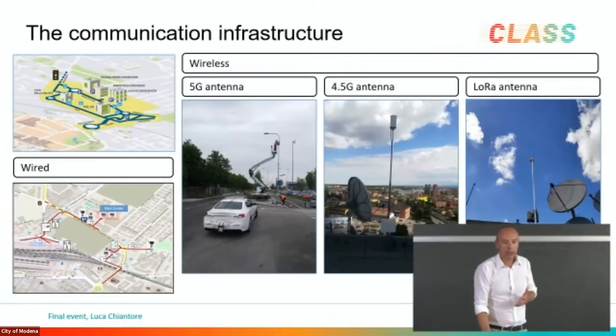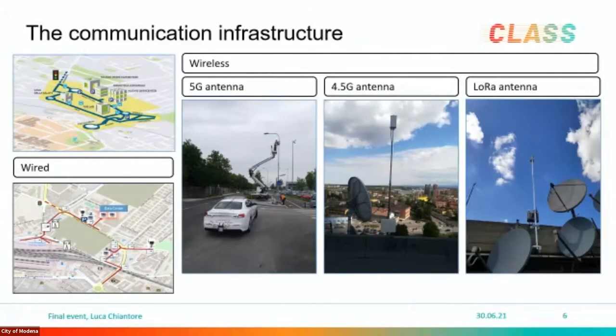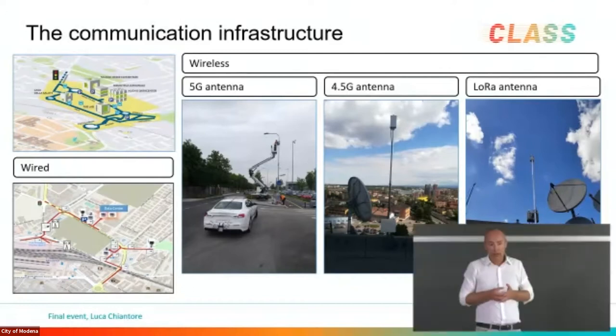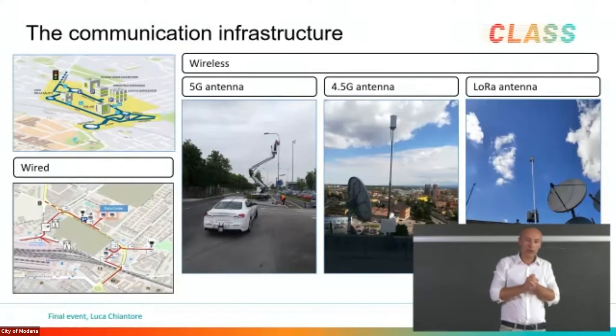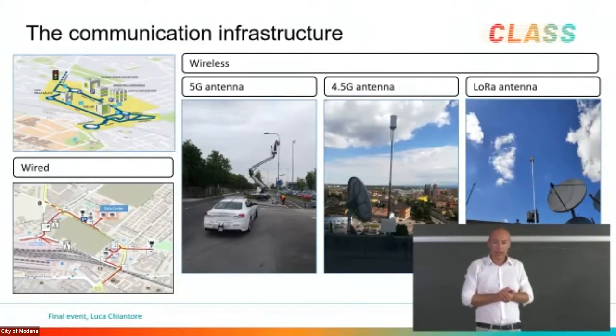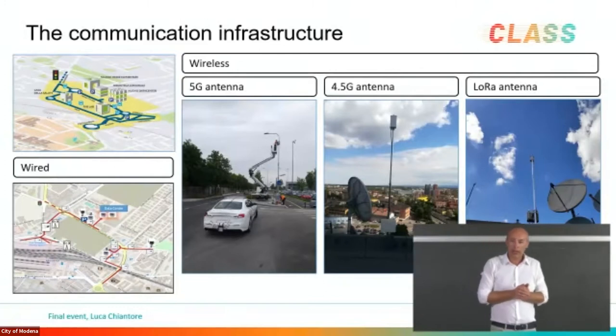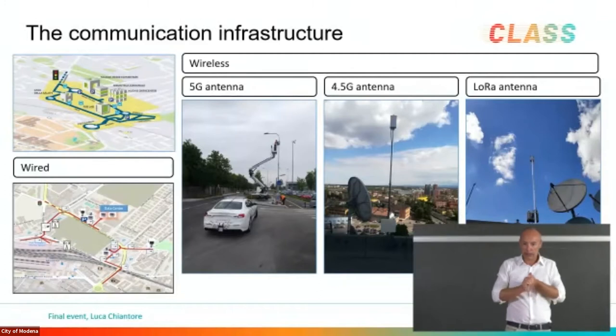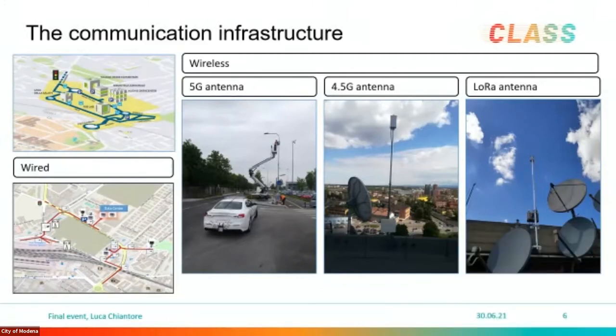In detail, the communication infrastructure. We have many networks: a wired network in optical fiber, the red segment in the map, and some wireless networks. In particular, we have a 5G antenna, a 4.5G antenna, a 4G antenna, a private 4G infrastructure. This antenna is on the highest building in the area, and also a LoRa antenna for devices that don't need a real-time approach.